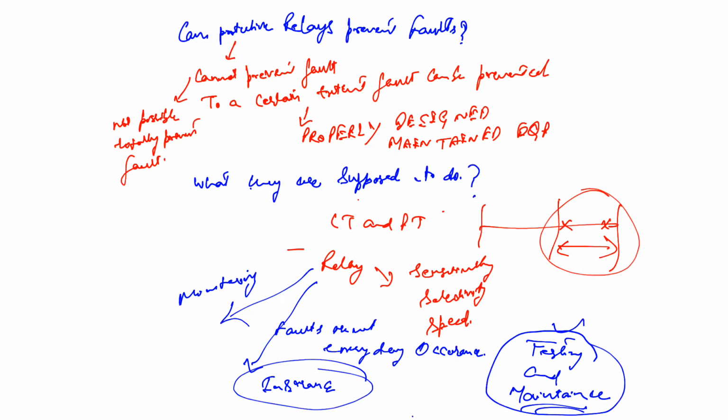Next, we discussed whether the protective relay can prevent the fault. It cannot prevent the fault. However, to a certain extent, the fault can be prevented by properly designed and maintained equipment. However, it is not possible to totally prevent the occurrence of the fault. Then we saw what the protective relay is supposed to do. The protective relay detects the fault with the help of the current and voltage transformers and selectively removes only the faulty part from the rest of the system while tripping an appropriate number of circuit breakers. The relay has to do this with the utmost selectivity, sensitivity, and speed.